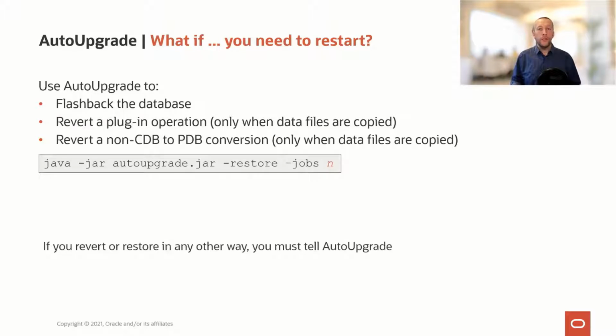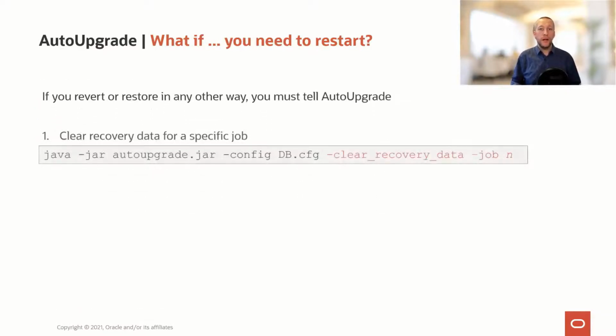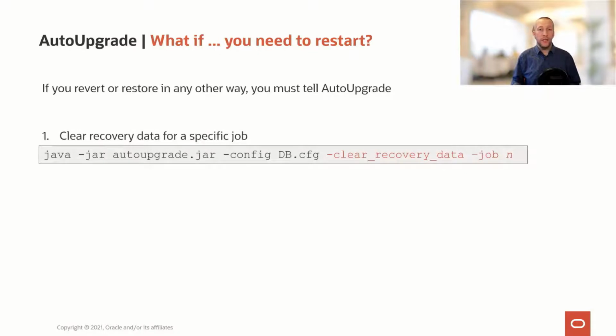If you revert or restore the database in any other way than using AutoUpgrade, you have to tell AutoUpgrade what you did. Now, AutoUpgrade keeps track of what you are doing, what has happened to the database. So if you, behind the scenes, restore a database, for instance, using RMAN, AutoUpgrade will get very confused because now all of a sudden the database has been restored, but AutoUpgrade didn't do it. So to proceed from here, you have to clear the recovery data that AutoUpgrade stores on disk.